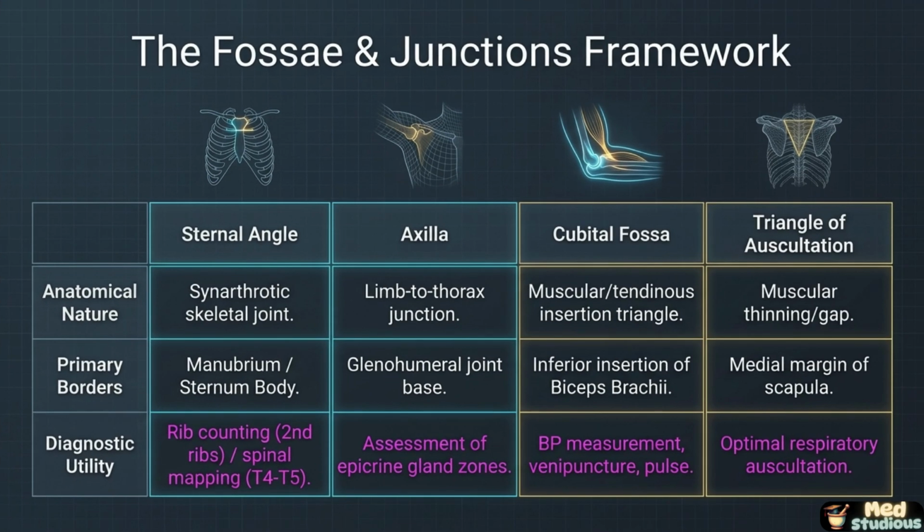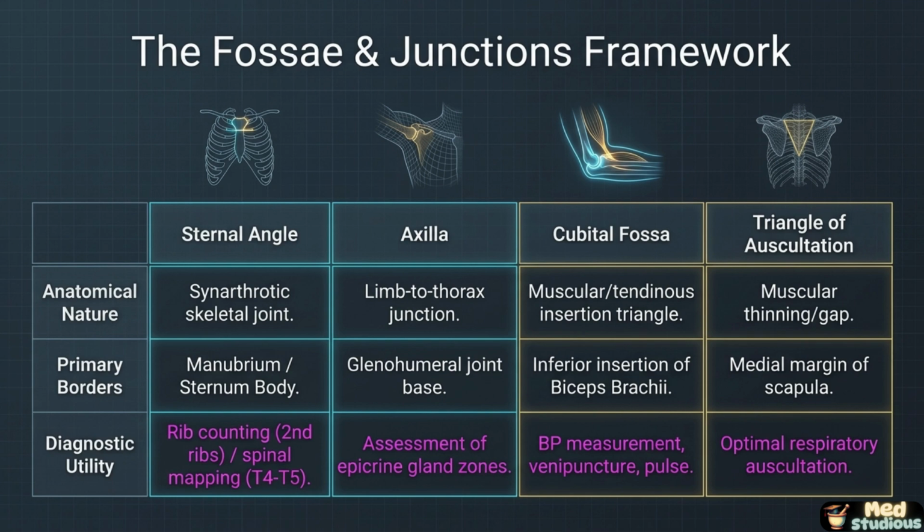Now, let's synthesize the key junctional regions, the clinical hotspots where multiple surface structures converge to create windows of diagnostic access. The sternal angle is a synarthrotic skeletal junction that provides rib counting access to the second ribs and posterior spinal mapping to the T4-T5 level. The axilla is the limb to thorax junction, providing access to the brachial plexus, axillary vessels, and the lymph node chains critical in oncological staging.